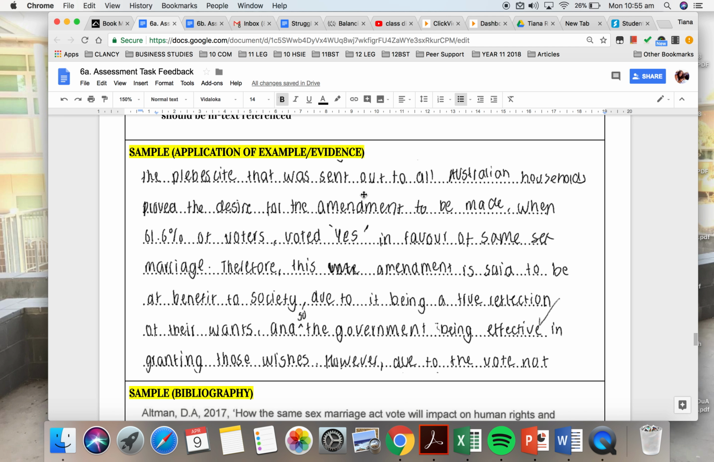So the plebiscite that was sent out to all Australian households proved the desire for the amendment to be made when 61.6% of voters voted yes in favour of same-sex marriage. Therefore, this amendment is said to be at benefit to society due to it being a true reflection of their wants, and so the government being effective in granting those wishes. Now, great application of evidence. Okay, they're saying that there is a desire to make the change. They've proved that desire with evidence, but there is no in-text reference as to where that source came from.